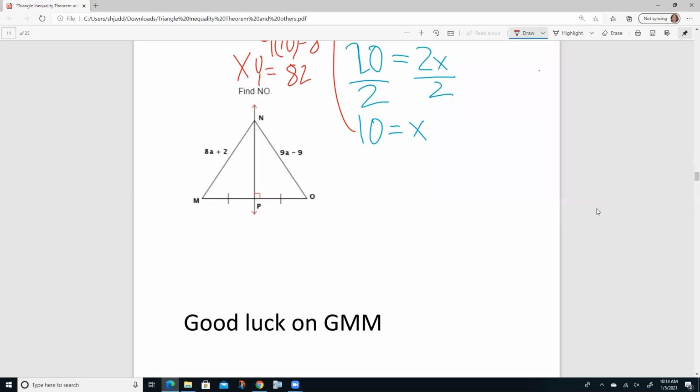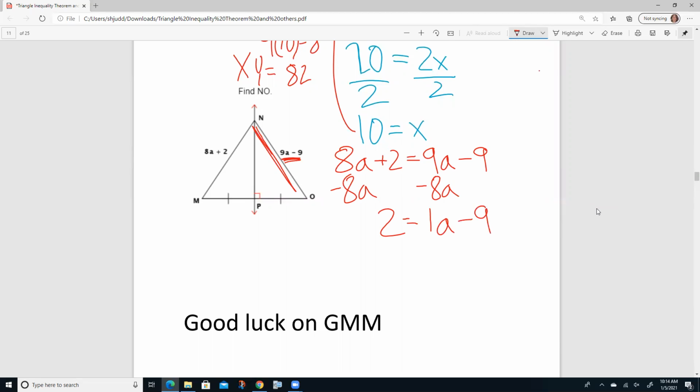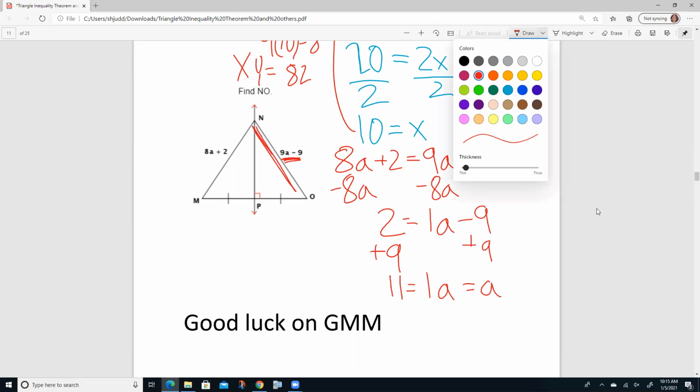Okay, so on this one, once I find a, I'm going to have to plug that back in here to find NO. So I know 8a plus 2 equals 9a minus 9. I'll go ahead and minus 8a from each side. I'll have 2 is equal to 1a minus 9. Plus 9 to each side. And I've got 11 is equal to 1a, which is the same thing as a. I was just keeping the one around to point that out. Whenever you have 1a, you have the value of a.